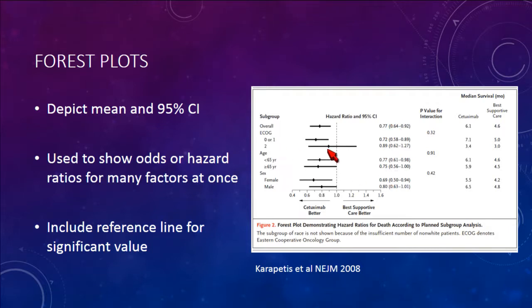We see that for ECOG status 2, there are very wide error bars around this. They are a little bit asymmetric. This is not going to be a significant association with outcome here. So this is a great way to depict the significance of potentially dozens of values in a single, very easy to read graph.